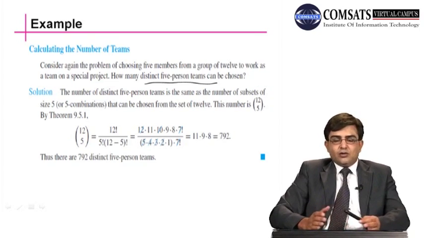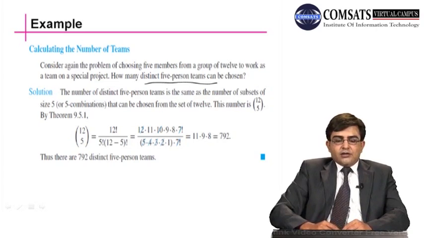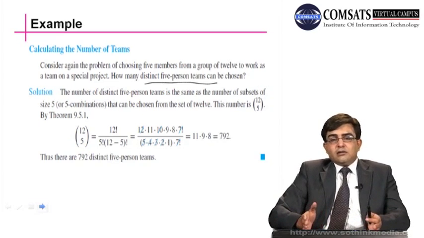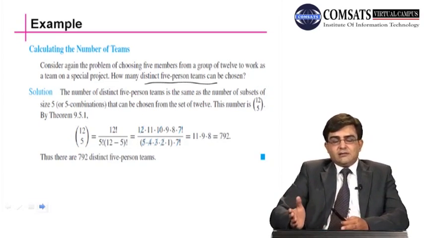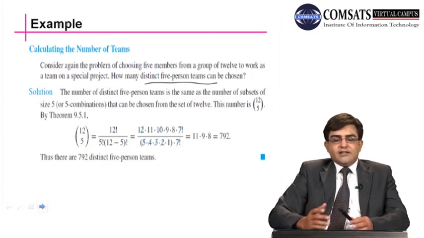So therefore there is no order. So we have to calculate the possible distinct 5-person teams which can be chosen out of a group of 12. So the number of distinct 5-person teams is the same as the number of subsets of size 5. That is, we shall calculate the possible subsets which contain 5 elements out of these 12 elements. So we have to use combinations here.